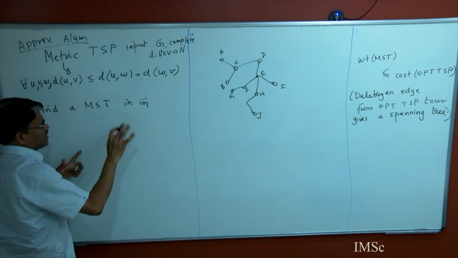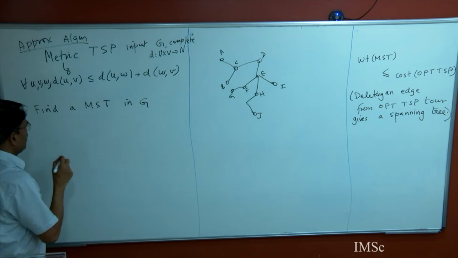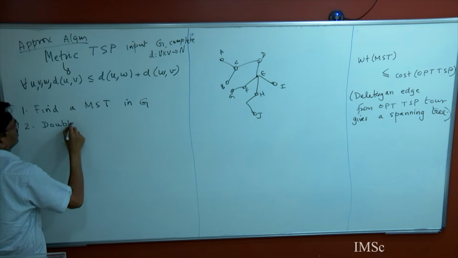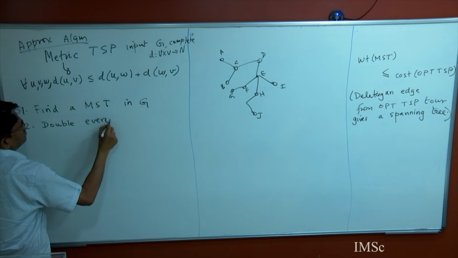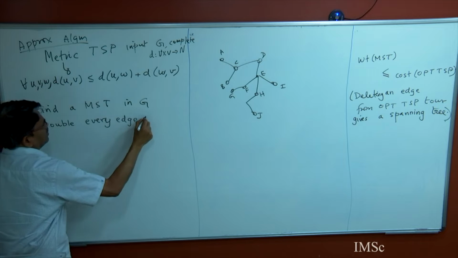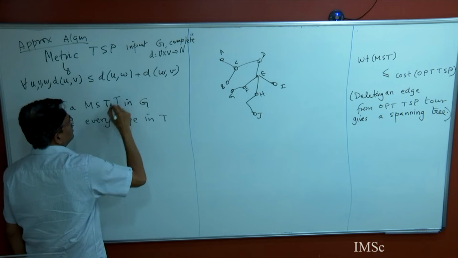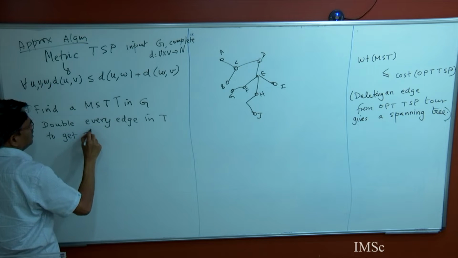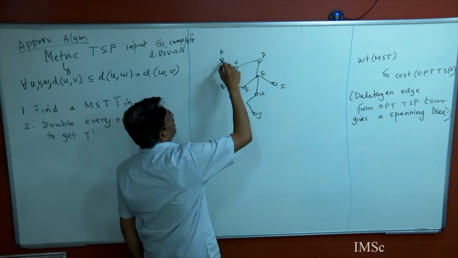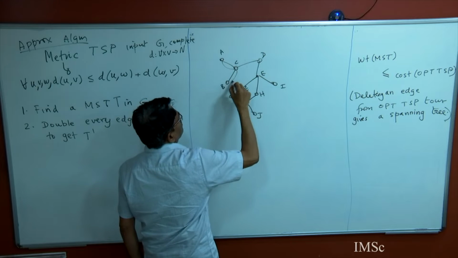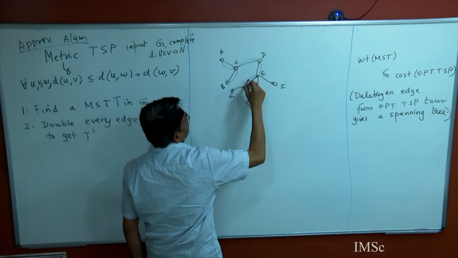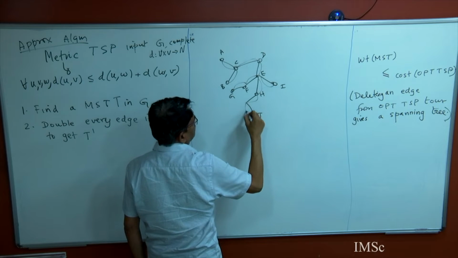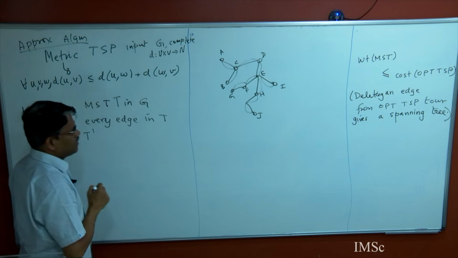So now my goal is to get a cycle from here. What we will do is double every edge in T, the minimum spanning tree, to get T prime. What do I mean by this? I'm going to just do this.